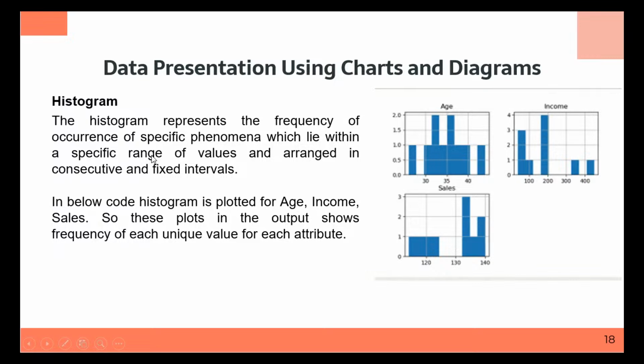All right. So, the histogram represents the frequency of occurrences. Whatever numbers you are giving, or the phenomena or any numbers, they will have a definite range. That's what we are saying. They lie within the range of specific values and are arranged consecutively, one by one, next to each other, and they have fixed intervals. Fixed intervals. Intervals, I hope you understand.